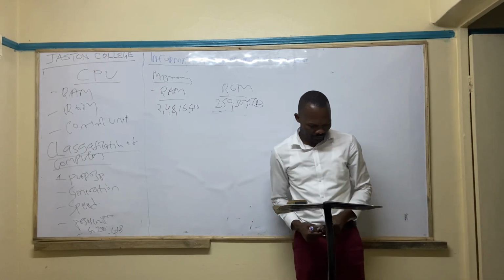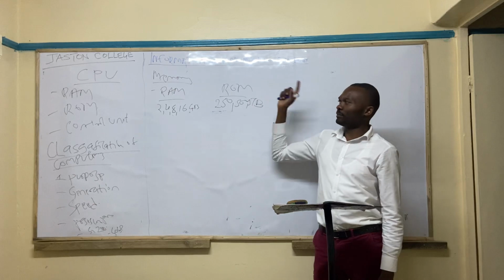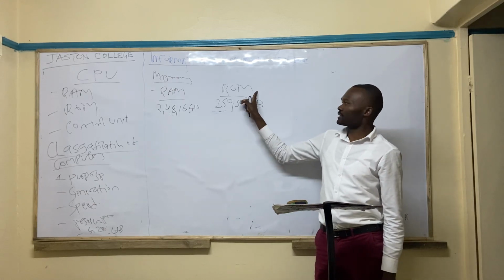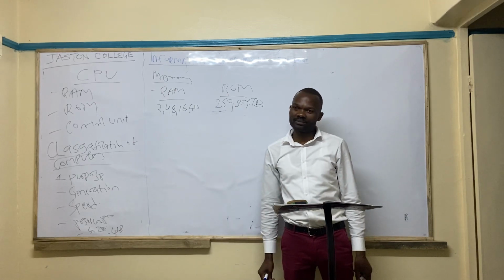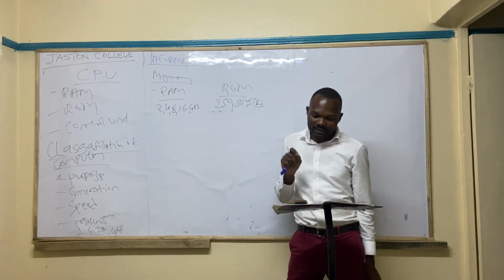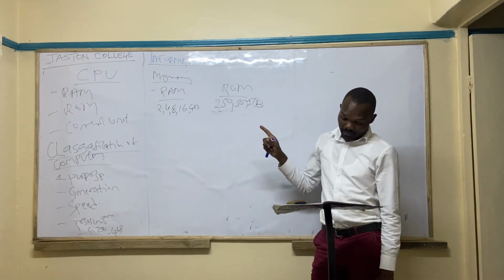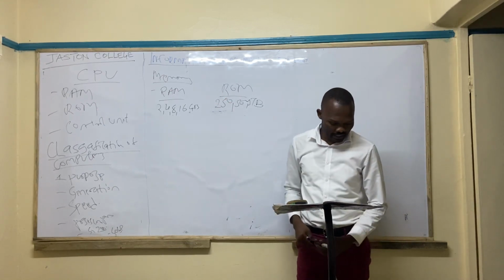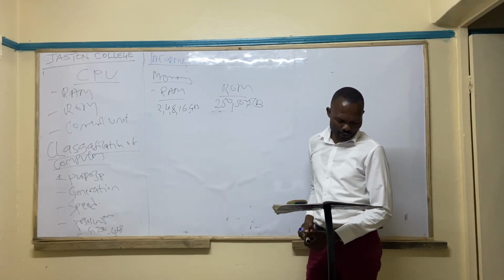This one is temporary, this is permanent. When the machine goes off, you lose the data in RAM. When the machine is on and goes off, you don't lose the data in ROM. Because RAM is just random access. So that is the backup. Memory is divided into two. Next, we're going to discuss primary and then we also have secondary memory.